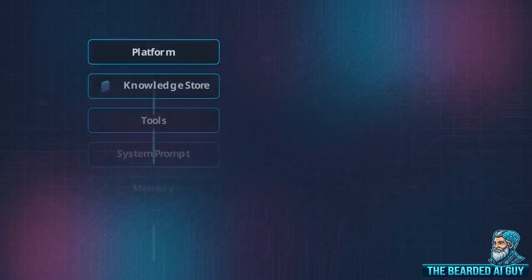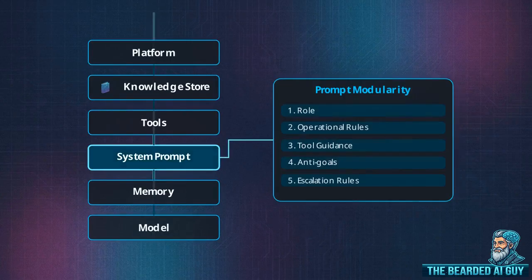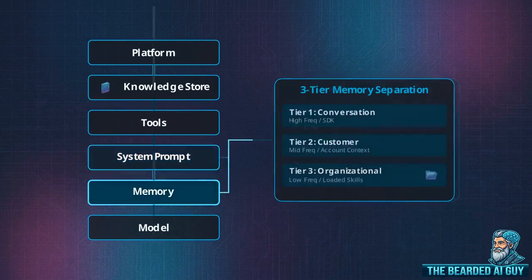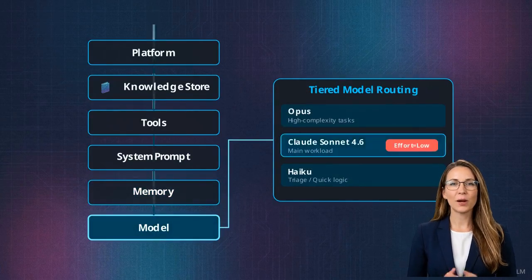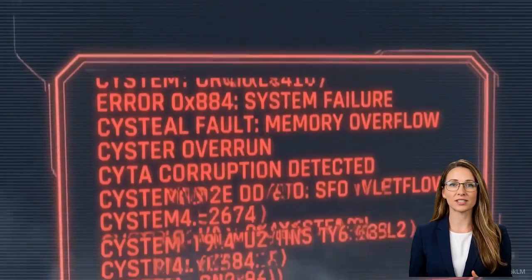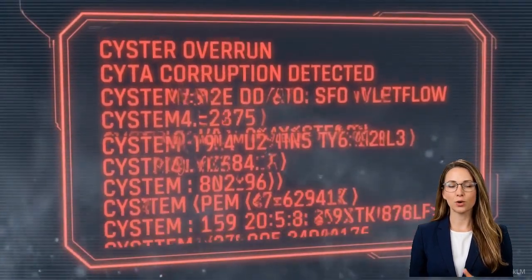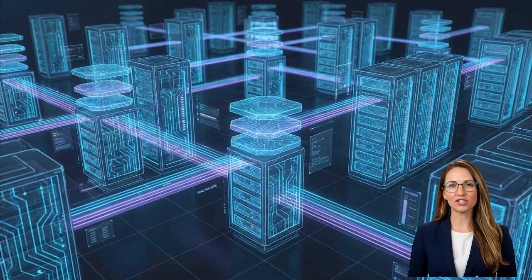A production help desk agent relies on three mandatory imperatives: 5-part prompt modularity, a 3-tier memory separation, and low-effort tiered model routing. When an agent generates a poor response, the surface text is rarely where the systemic bug actually lives. You have to find the upstream layer that failed. A truly intelligent agent is merely the reflection of an airtight, deeply optimized upstream architecture.